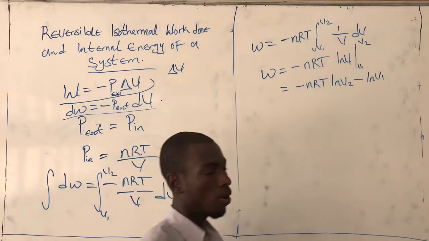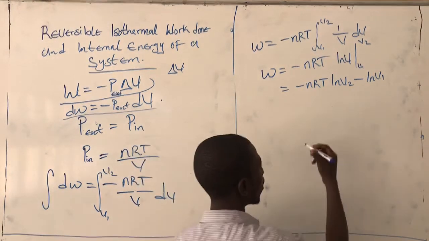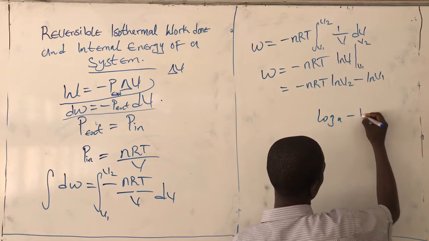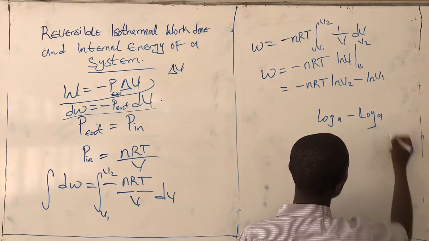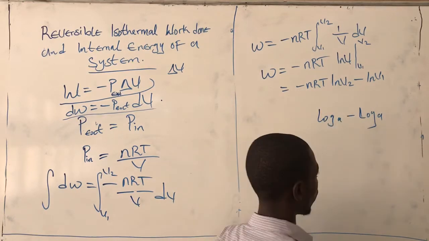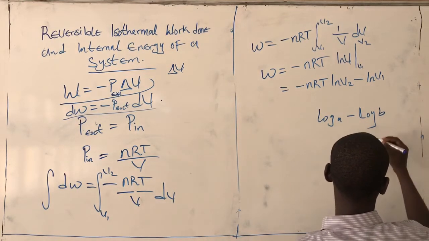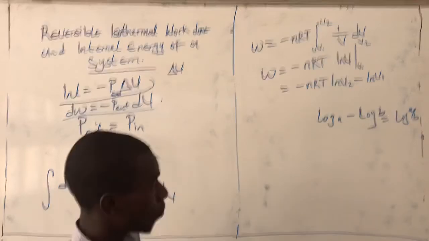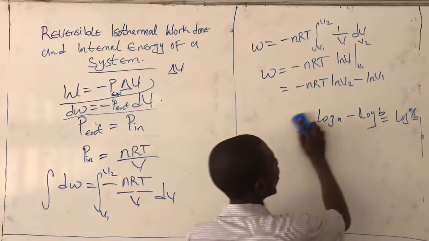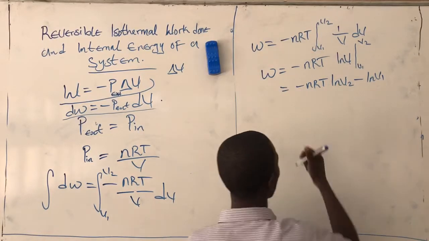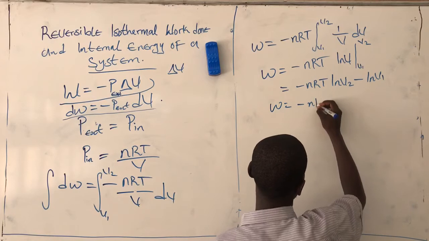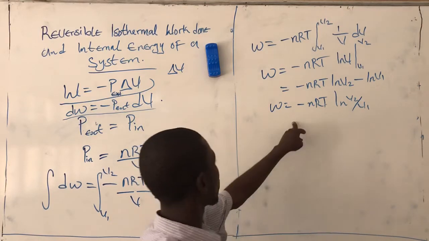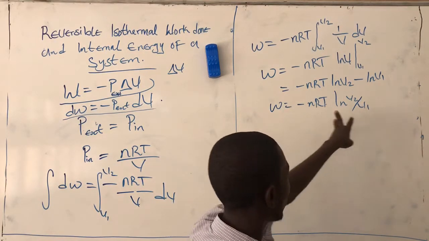And of course, from our law of logarithms, we know that ln V2 minus ln V1, or let's say for example log A minus log B, since ln is also a log, the natural logarithm of a number, log A minus log B is going to give us the same thing as log A over B. So if we apply this principle, we are going to have W equals minus nRT ln V2 over V1. This is our reversible isothermal work done.